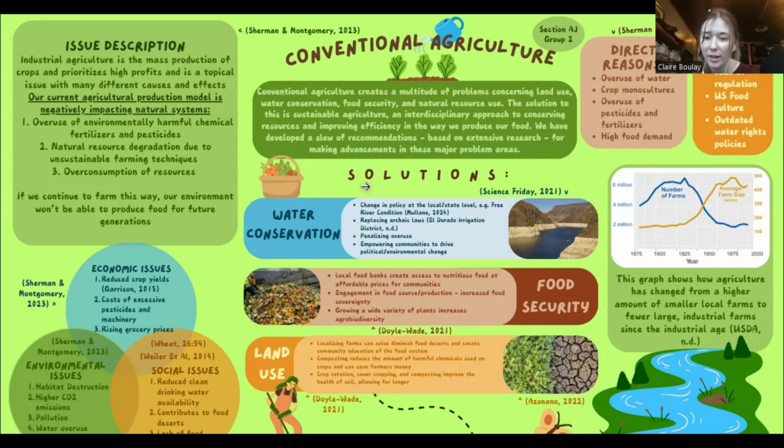And then this graph on the right shows how agriculture has changed recently from a higher amount of local, smaller farms to fewer large and industrial farms.